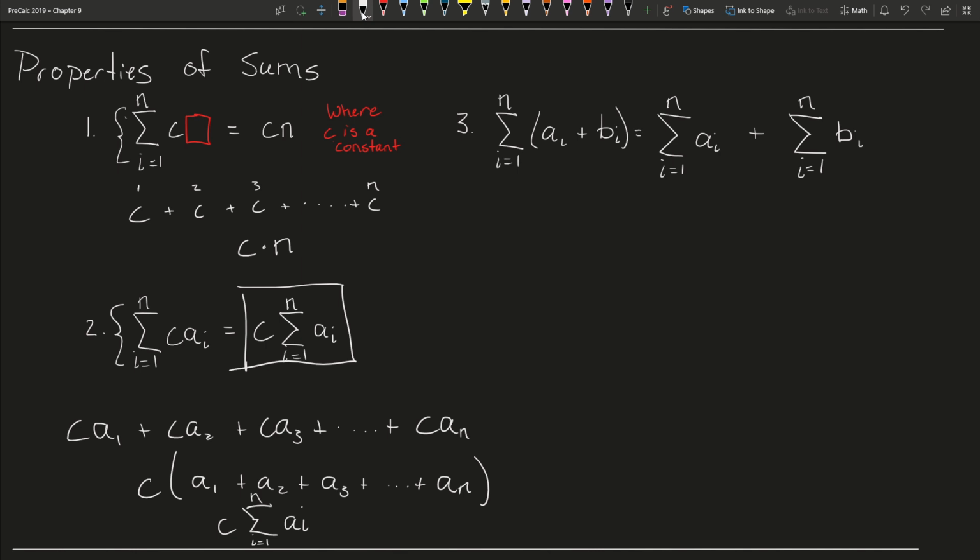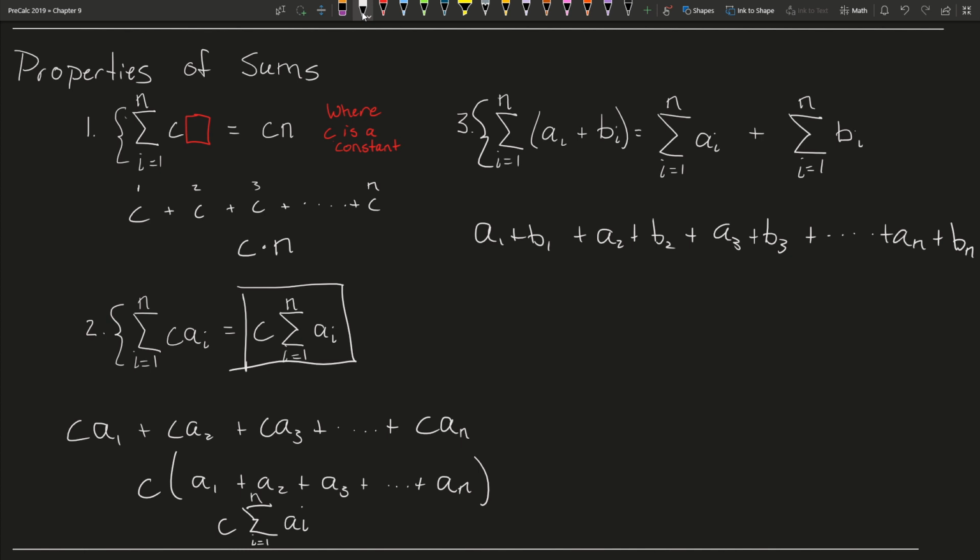And then that third property, we have the sum of two sequences. So we have the sum of the sequence A and the sum of the sequence B. And we can actually split that up into two different sums. The reason being, again, if we rewrite what this actually means, we get A1 plus B1 plus A2 plus B2 plus A3 plus B3, and so on, up until An plus Bn.